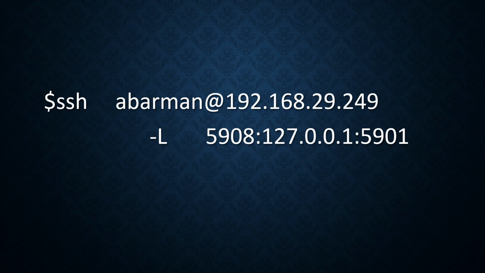Let's break down the command. ssh, this is the command to initiate an SSH, secure shell, connection, which is a secure protocol for accessing remote servers. abarman@192.168.29.249, this part of the command specifies the username, abarman, and the IP address, 192.168.29.249, of the remote server to which you want to connect. You'll need to replace abarman with the actual username you use on the remote server and 192.168.29.249 with the server's actual IP address.